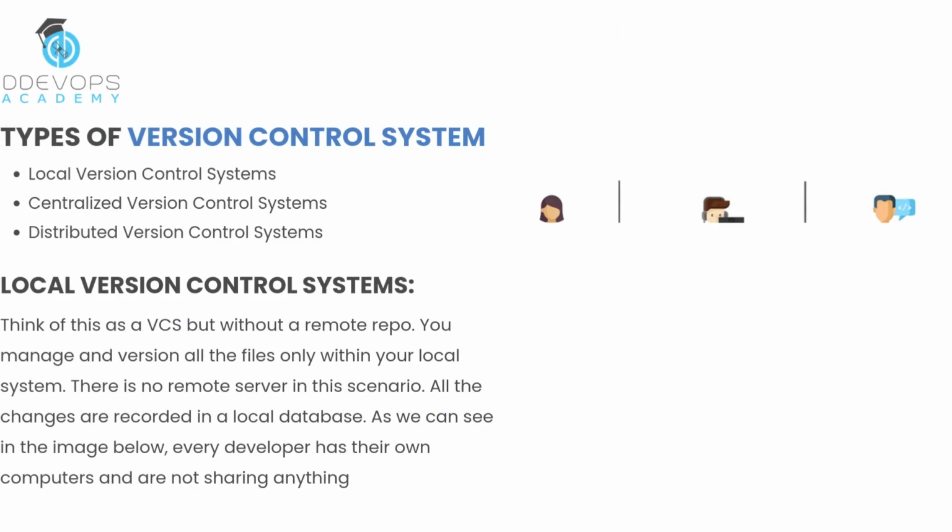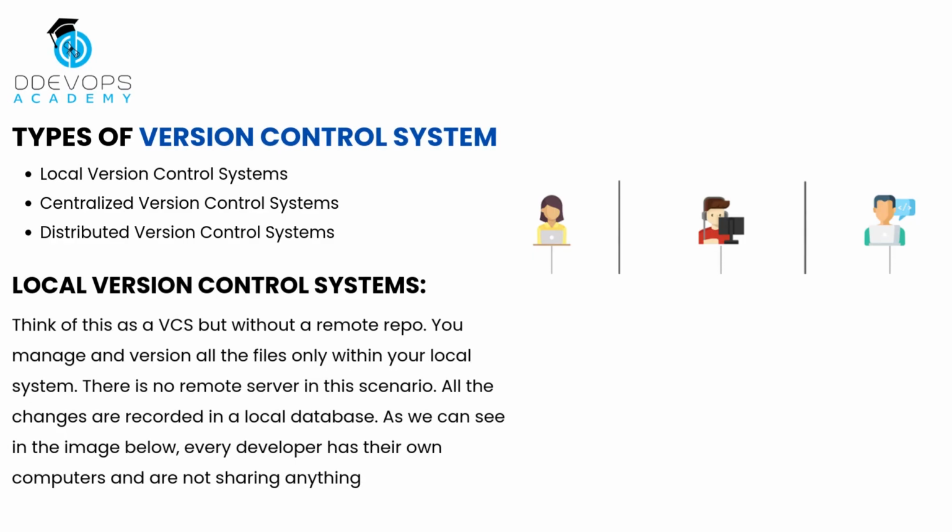Types of version control system: local version control systems, centralized version control systems, and distributed version control systems. Local version control systems: think of this as a VCS, but without a remote repo. You manage and version all the files only within your local system. There is no remote server in this scenario. All the changes are recorded in a local database. As we can see in the image below, every developer has their own computer and is not sharing anything.